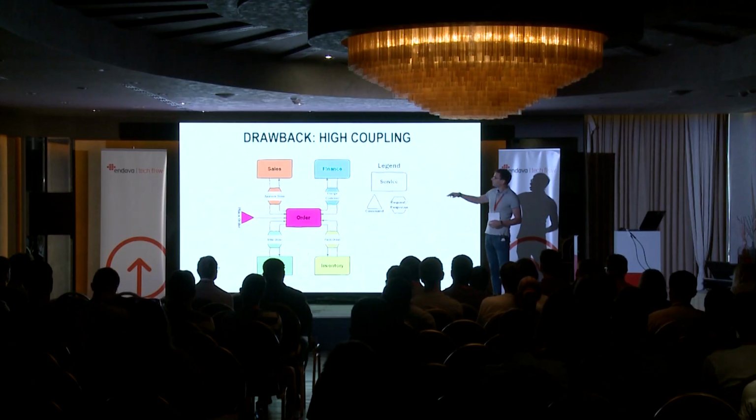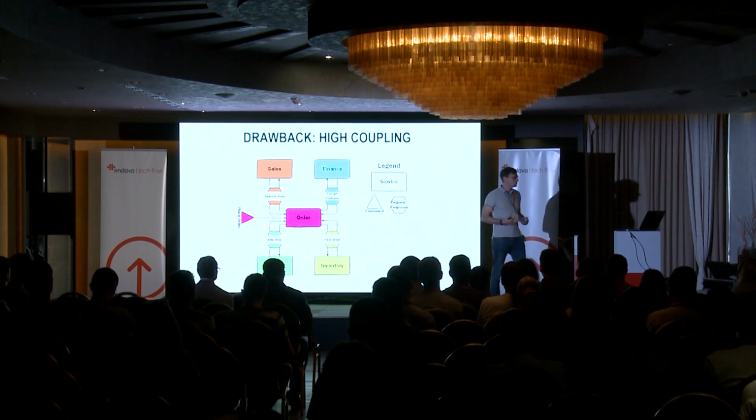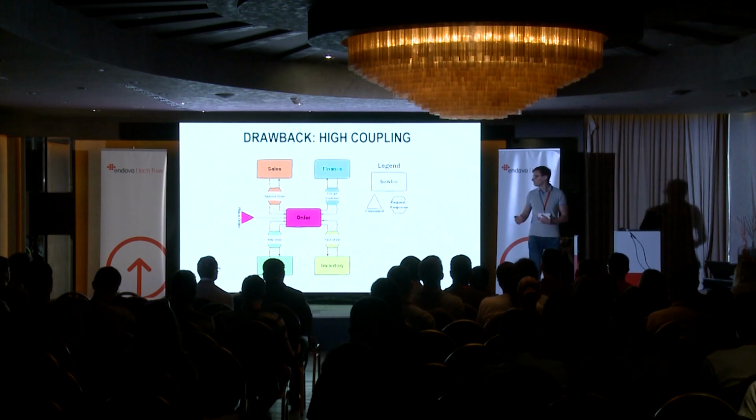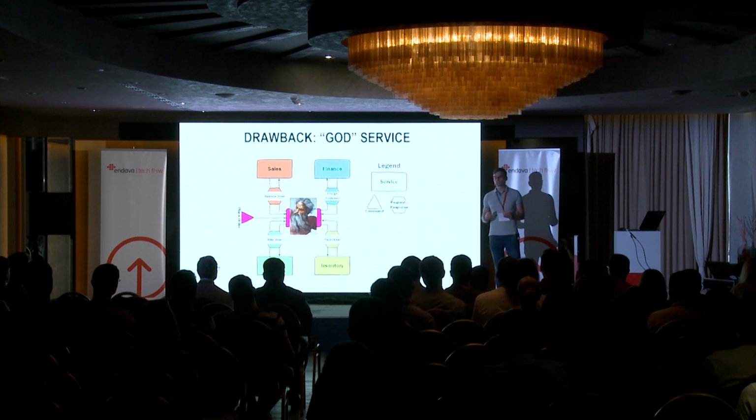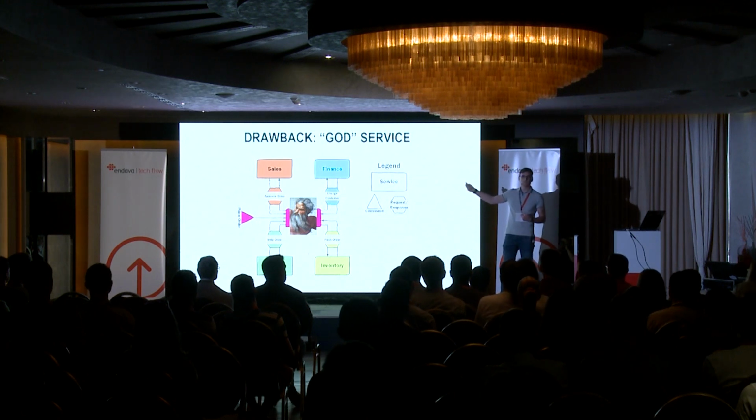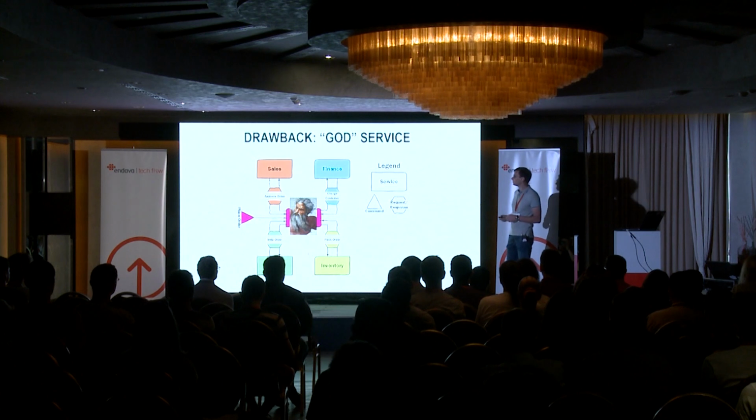Now on the drawbacks, the order service is tightly coupled to the other services, to sales, finance, inventory, and shipping. And also, if one of the other services is down, then the order service cannot complete. So in these solutions, there is some temporal coupling between the components. That's not that bad, but we must ensure that the orchestrator does not become a god service, in the sense that we add all the business behavior in the order service, and all the other services are just CRUD services. They still need to be autonomous.